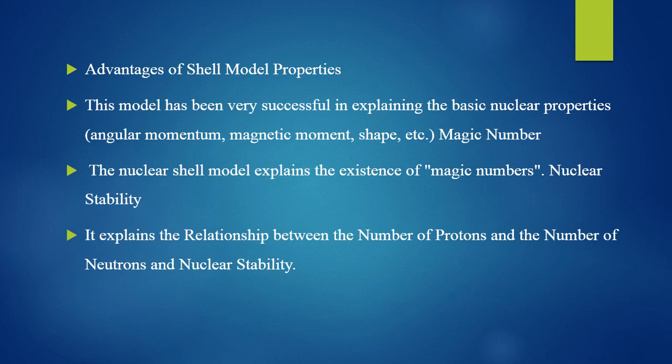And the advantage is that the model has been very successful in explaining all the fundamental basic properties of the nucleus, such as angular momentum, magnetic moment, shape, and size. These fundamental nuclear properties are completely explained by the shell model, and especially the magic number. The existence of magic numbers is predominantly explained in this shell model, which clearly explains the nuclear stability of the nucleus, and the relationship between the protons and the neutrons and the nuclear stability. How much the nuclear stability is dependent upon the number of protons and the number of neutrons.